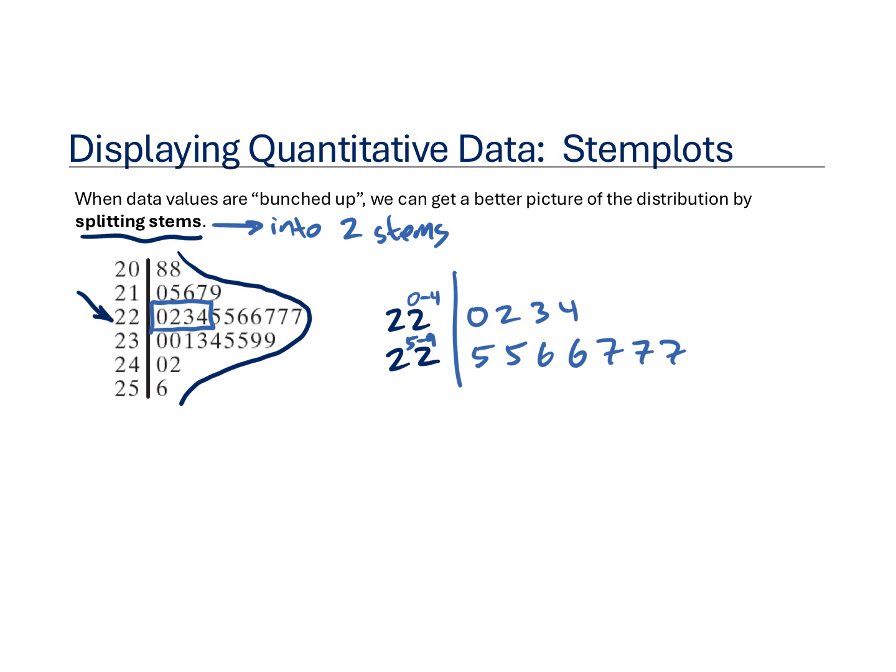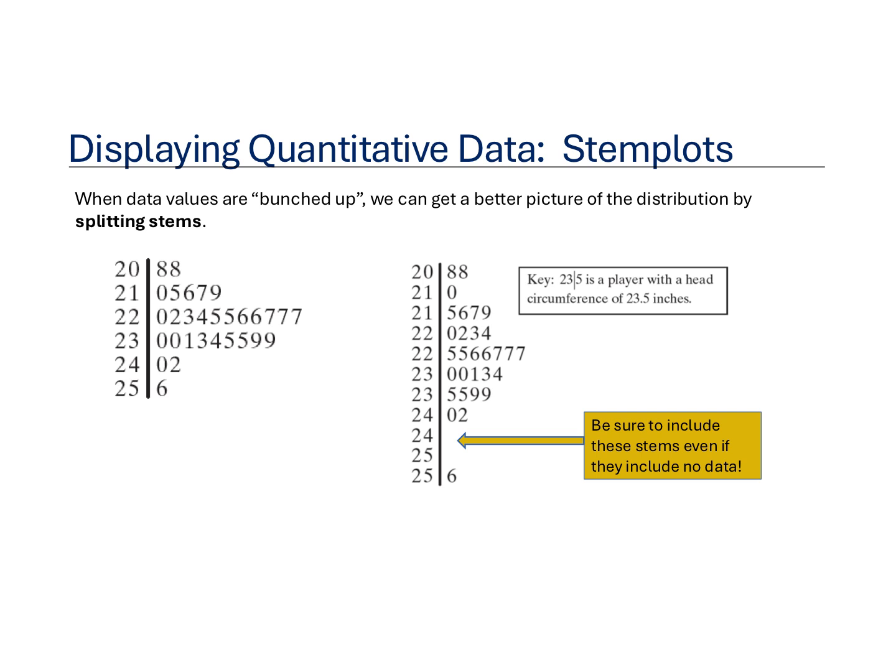Let's go one step further and have the whole thing done. So there's my 0, 2, 3, 4, and this guy, 5, 5, whatever. We've split the stems. Our key hasn't changed. We didn't have a key before. This is about head circumference.